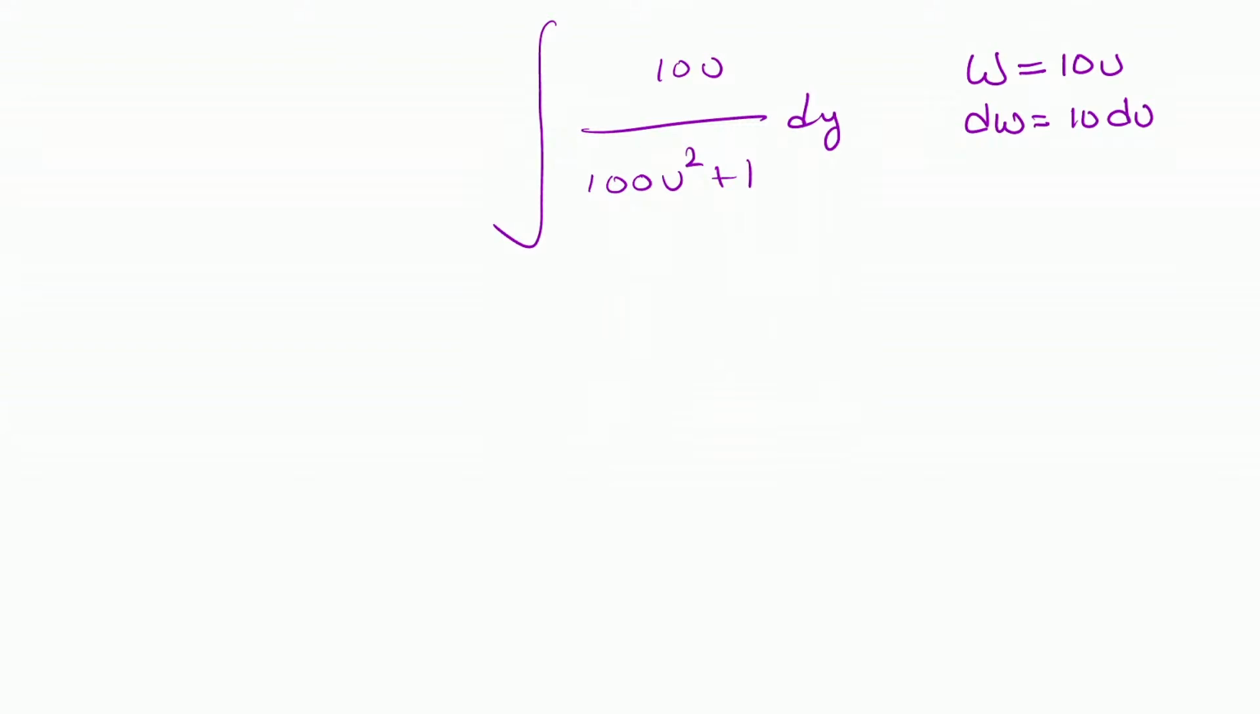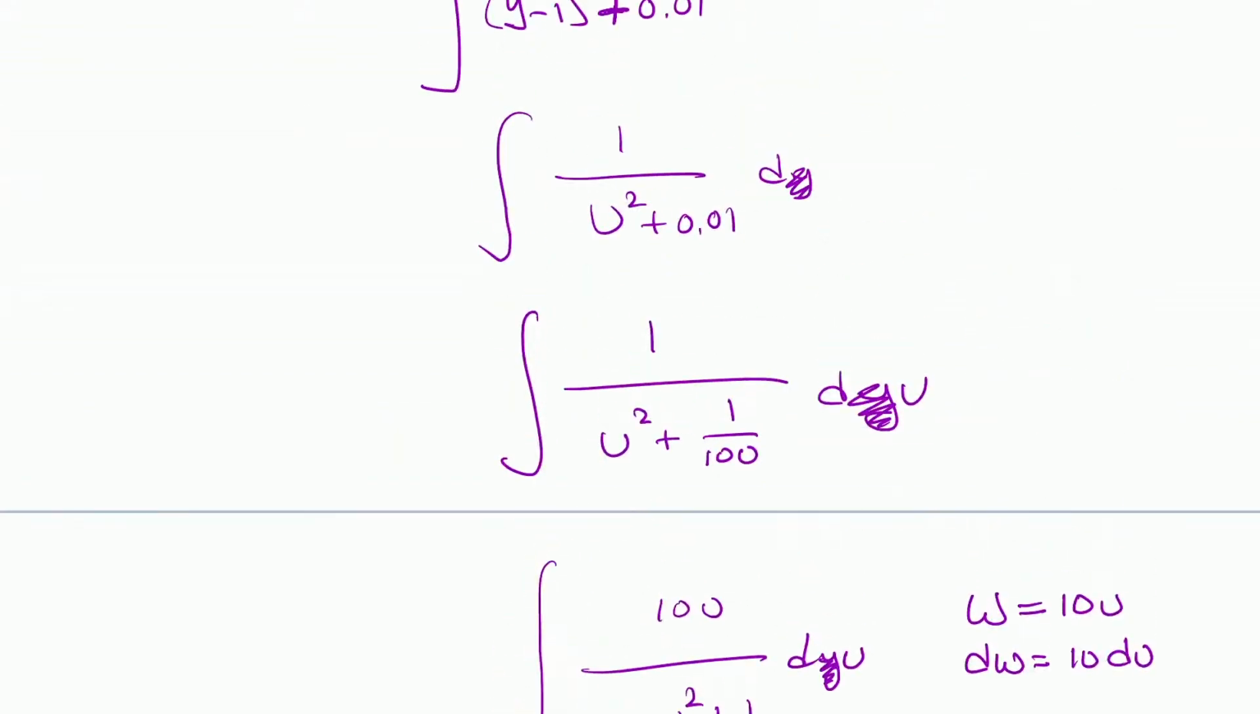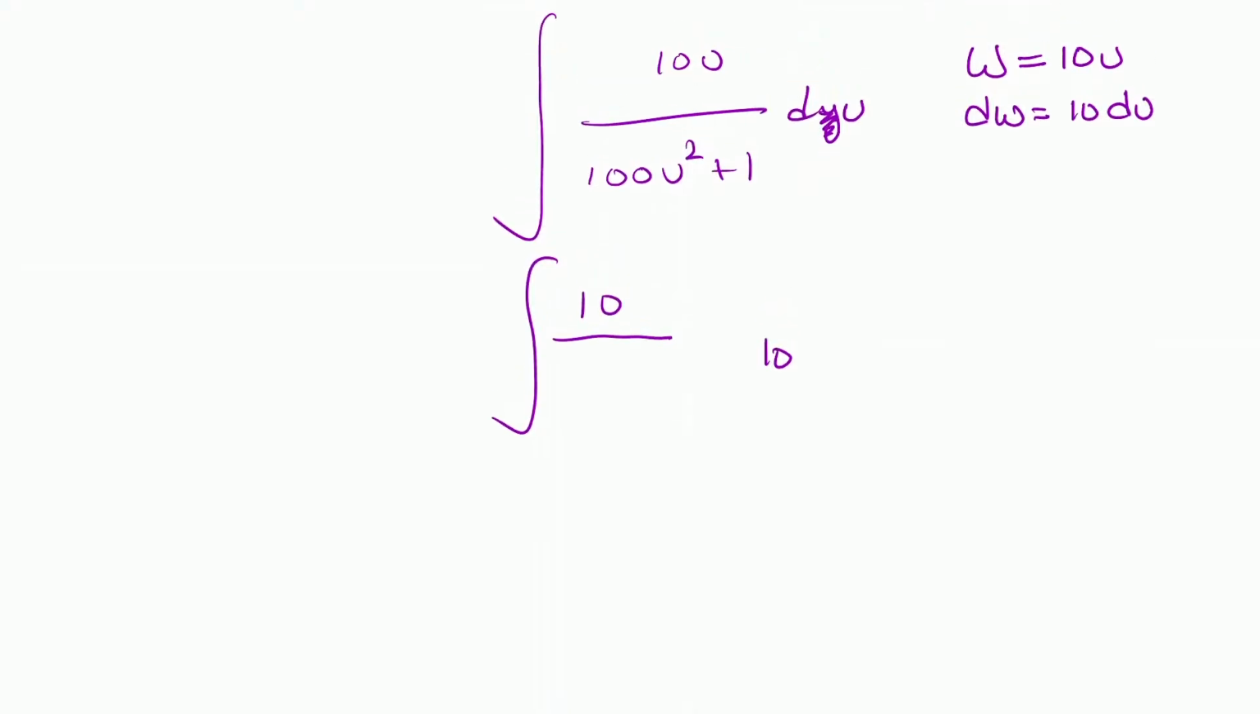And so this thing, let me just rewrite it really quick before we do the substitution. Sorry, this is du here, isn't it? That should have been a du. All the way up here, it should have been a du. Okay, so anyway, I'll put 10 du over here. So I'm going to take my 100 that's in the numerator and separate it. And then in the denominator, this is 10u quantity squared plus 1. And so then this ends up being 1 over w squared plus 1 dw.